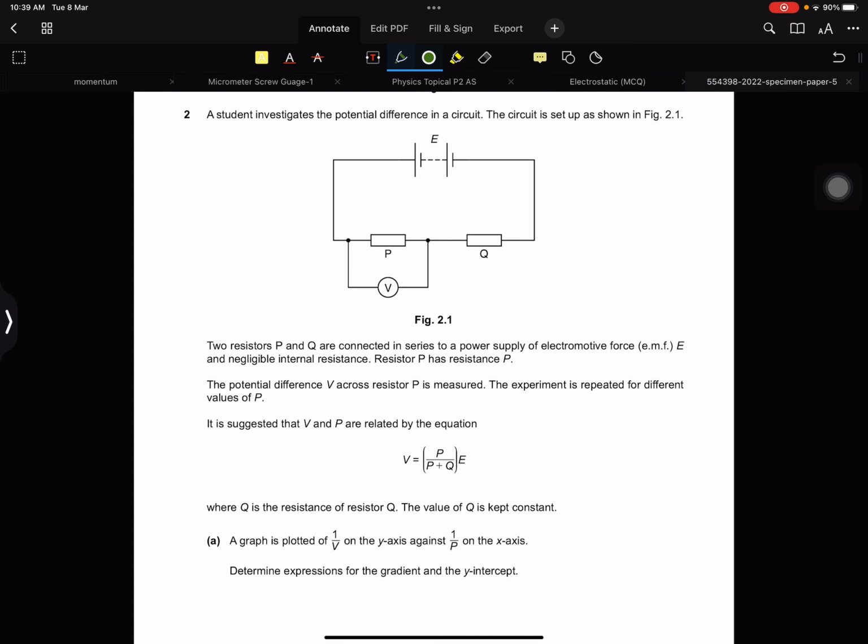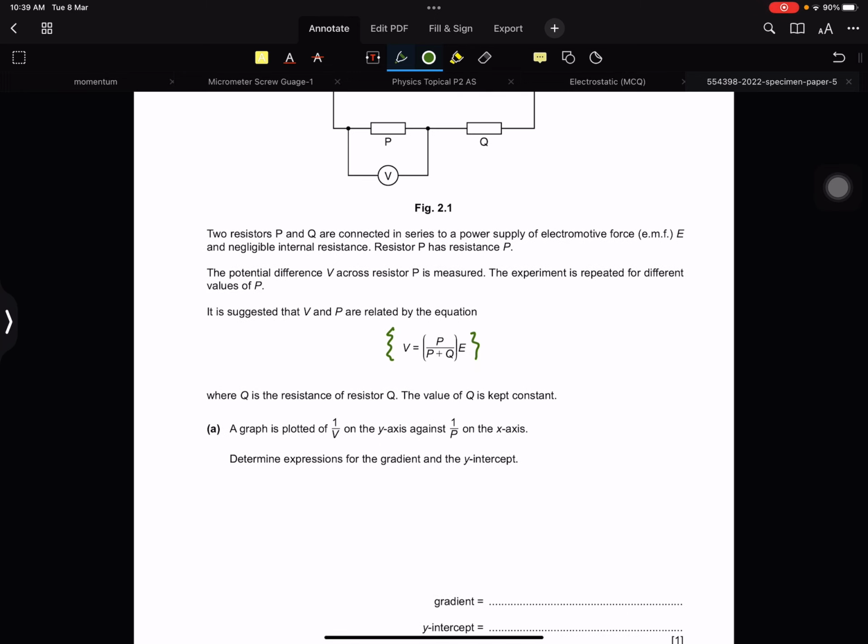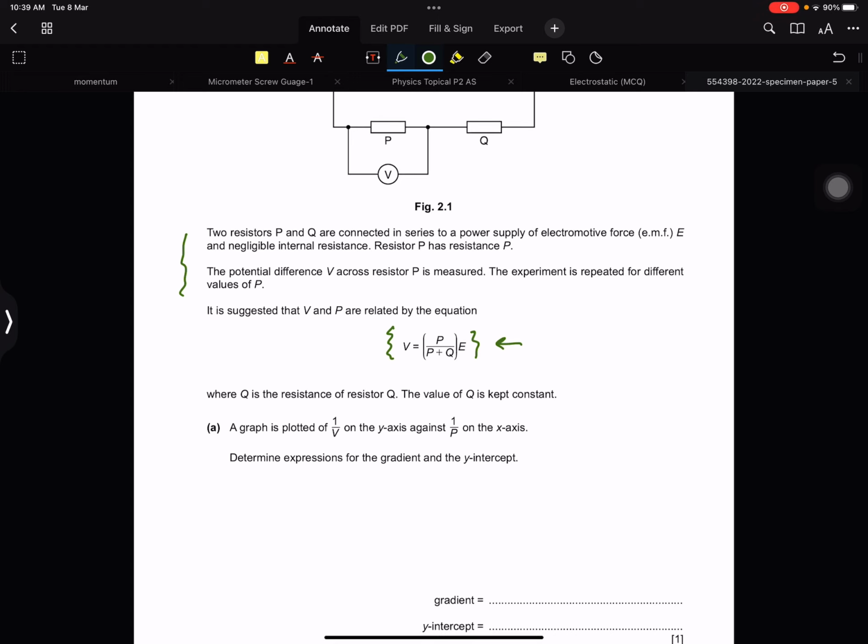Now, when question 2 starts, they are probably going to give you an equation, and whatever is written there is honestly irrelevant at first, so you should look at the graph requirement first and read the question later. It says you need to make sure that a graph is plotted between 1 upon v on the y-axis and 1 upon p on the x-axis. This means that you need to make this the subject of the equation.